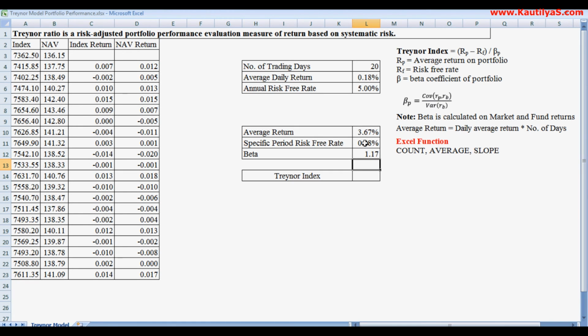Now we substitute these three values in Treynor index. So Treynor index is return on portfolio minus risk-free rate divided by beta of a portfolio. So this equals to return on portfolio, average return minus risk-free rate, so risk-free rate for a specific period, divided by beta of a portfolio or systematic risk of a portfolio. So Treynor index is 0.03.